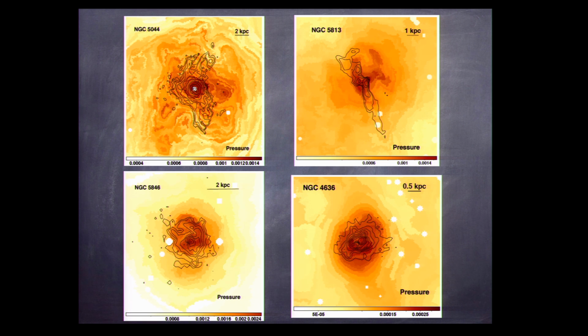This is the pressure. You see that the low pressure areas are areas where you have bubbles of relativistic plasma, which provide the additional non-thermal pressure. All these filaments are on the sides of these bubbles. They are interacting with these bubbles. Here is a shock front. These filaments are behind this shock front.